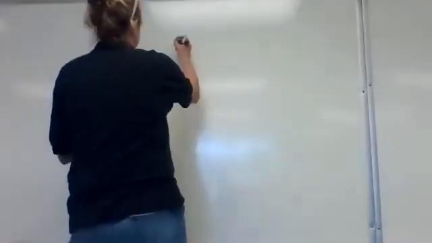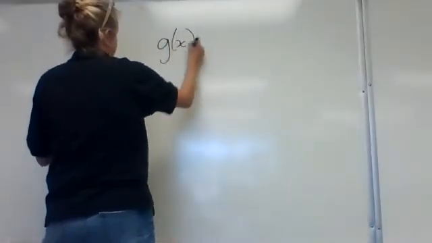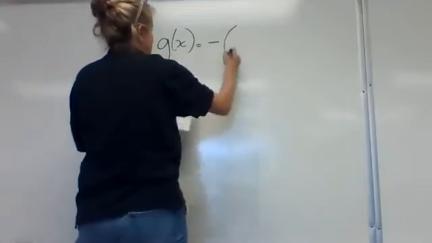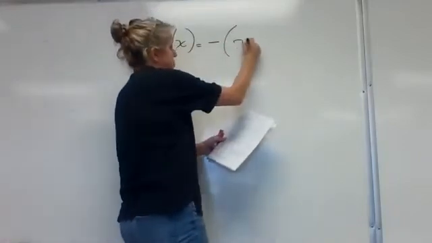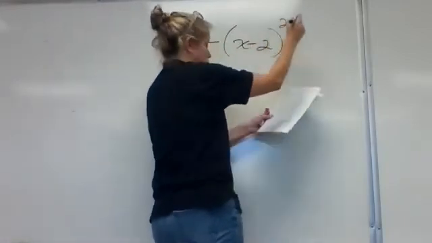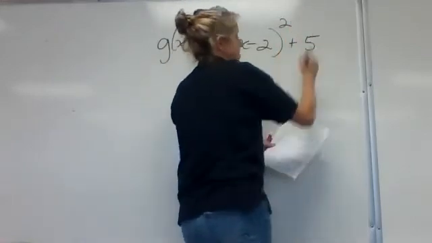Number 4, another shifting problem. G of x equals negative, with a negative in front of the parentheses, x minus 2 squared plus 5.